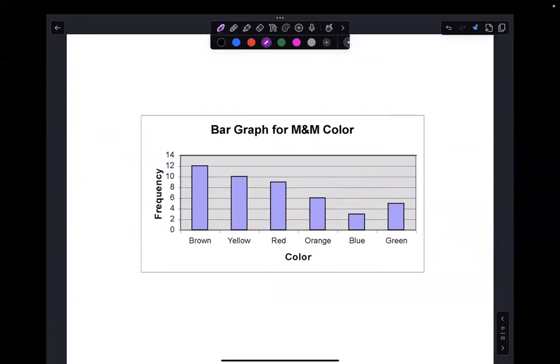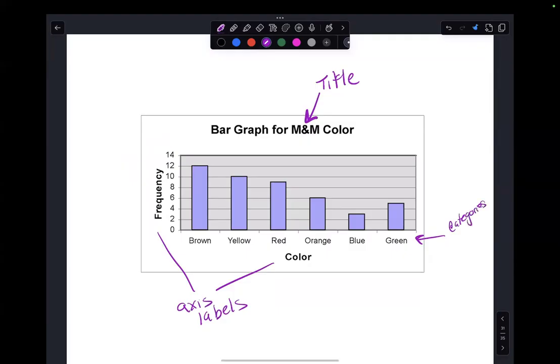So things you need to have. You need to have a title. You need to have axis labels. And then this one is the variable or the categories. You need to have the categories. Sometimes it'll be a number. If you're using discrete data, you might have numbers. You need to have all of these. These are all important. When you're doing your lab, you're going to need to make sure to have that.